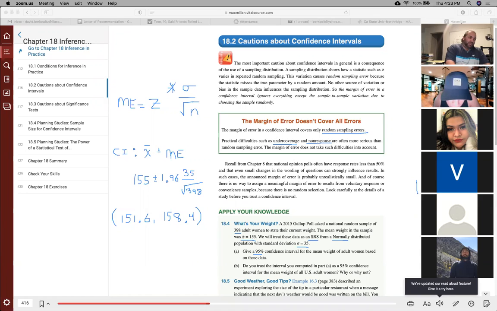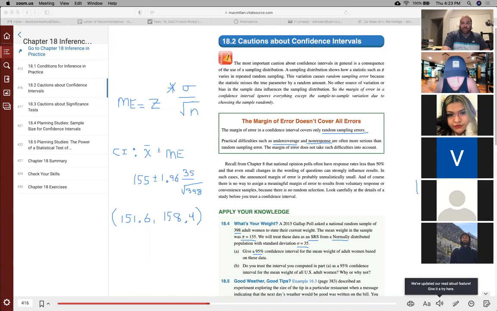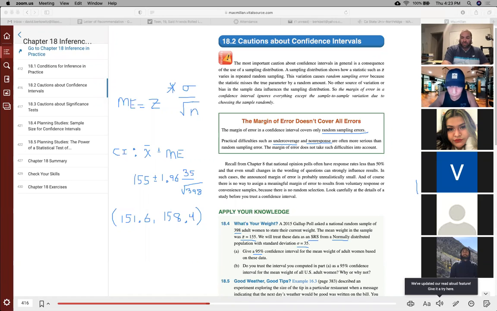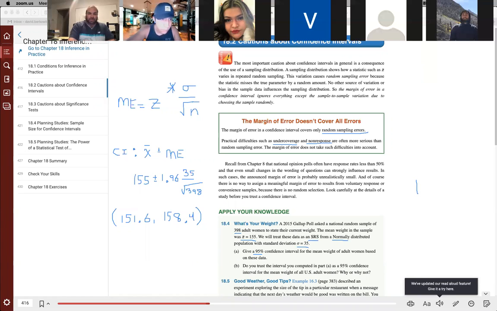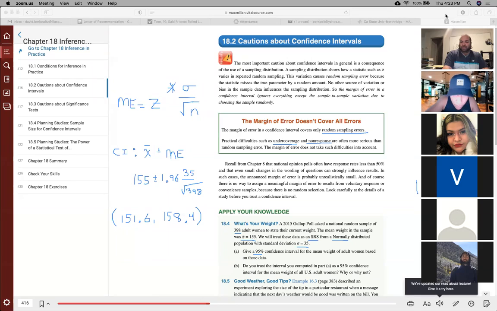Do you trust your confidence interval? Are you truly 95% confident that the true value of the mean weight of adult women is between 151.6 and 158.4? I trust it. It seems pretty chill. You're all missing the point. Come on, could someone chime in here on why I may not trust it?